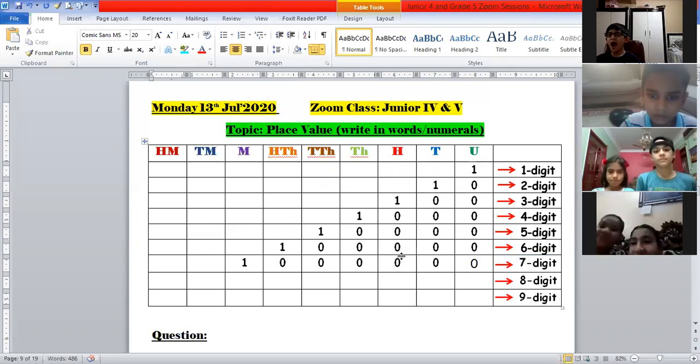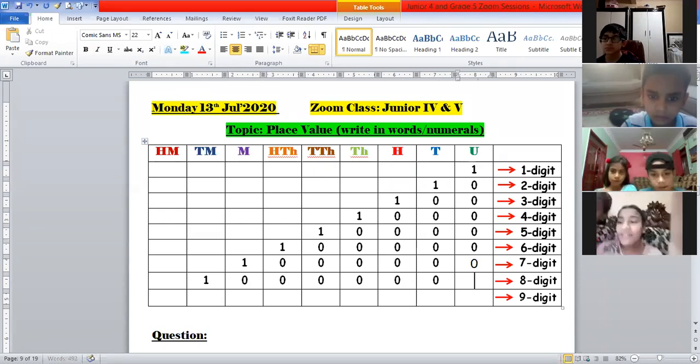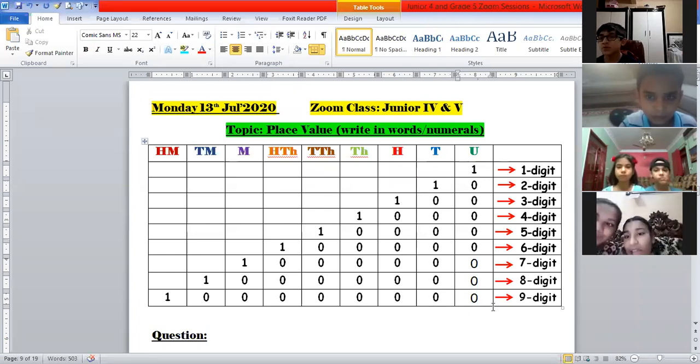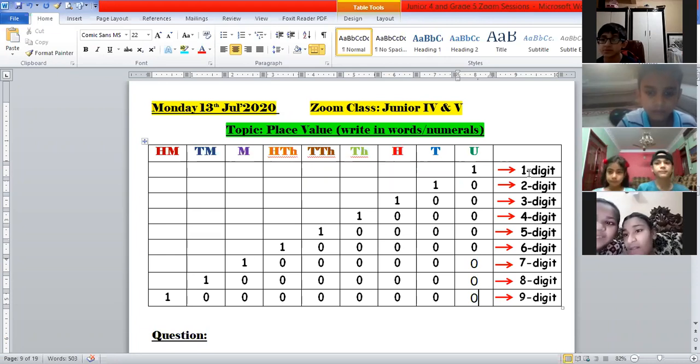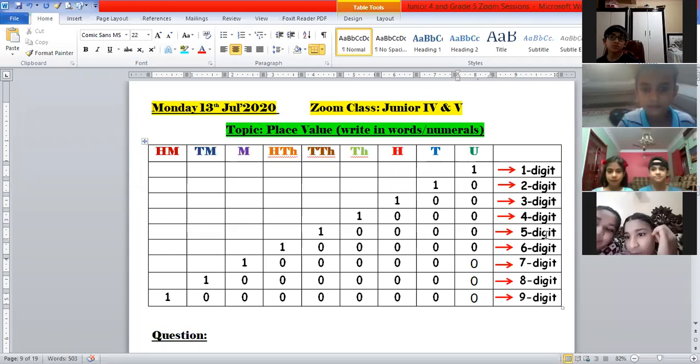Now move on to the 10 millions. If we have 10 million, we have to write it. So how many digits do we have to write? 8 digits. And for 100 million, we have to write a 9 digit number. So is this clear: in units we have 1 digit, in tens 2 digits, in hundreds 3 digits, in thousands 4 digits, and in 10,000 we have 5.